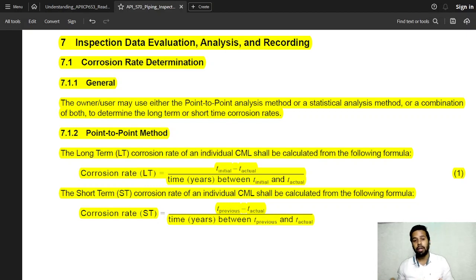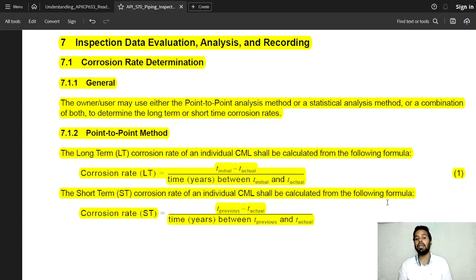Now we'll move ahead towards section 7 to make sense of whatever data we are receiving, and how we can understand the remaining life assessment, how much corrosion is happening in a particular circuit or a particular piping system. So first, always going to be corrosion rate determination. Corrosion rate determination, general: the owner user may either use a point-to-point analysis method or some statistical analysis method, or a combination of both, to determine the long-term and the short-term corrosion rate.